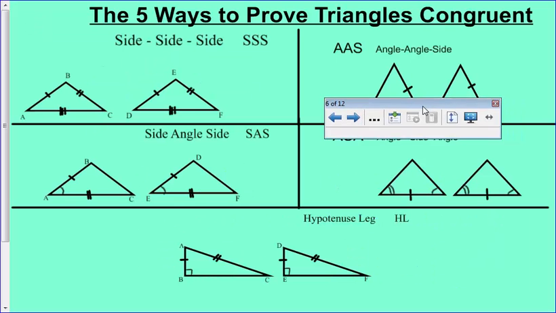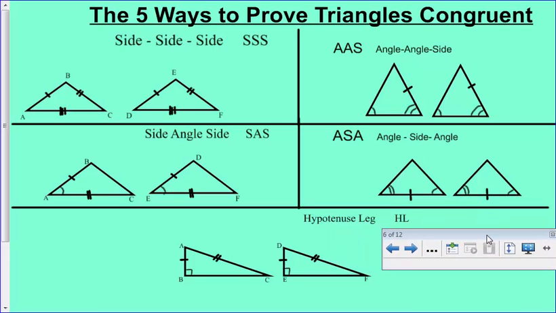What I would like you to do, this is the bulk of the lesson, is pause it and copy down. There are 5 ways to prove triangles are congruent. When we say there are 5 ways, these are kind of like the shortcuts that you can use to prove that two triangles are congruent. You need to make sure you're paying attention to all the markings.